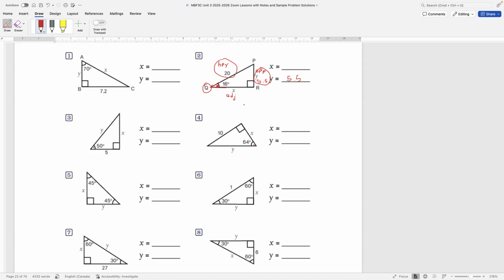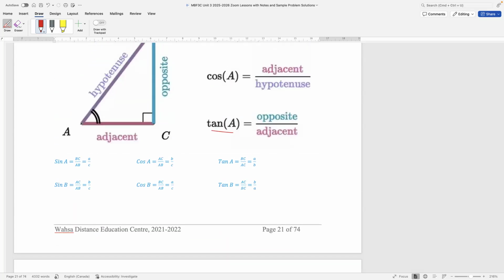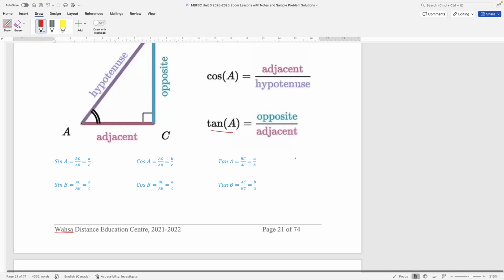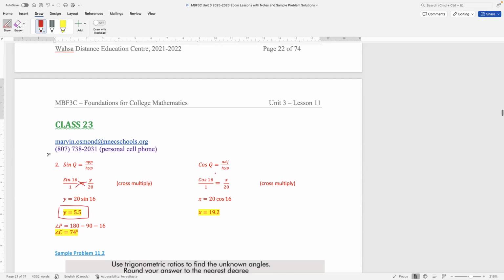So the adjacent side and the hypotenuse, adjacent and hypotenuse, come back up here. Adjacent over hypotenuse is cosine. So now we're going to be using cosine. So we come down here. Cosine is adjacent over hypotenuse. Cosine of 16 over 1 equals x over 20. Cross multiply: 1 times x is x, and 20 times the cosine of 16 is 20 cosine 16.